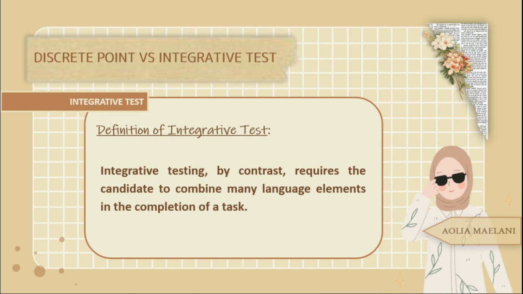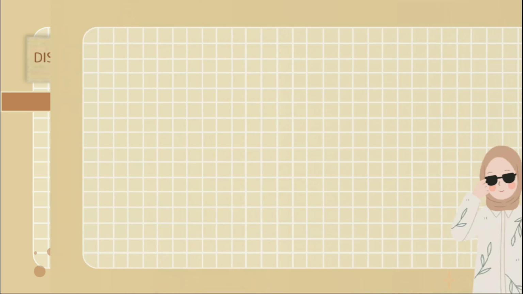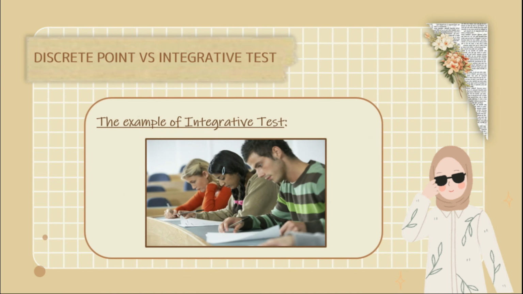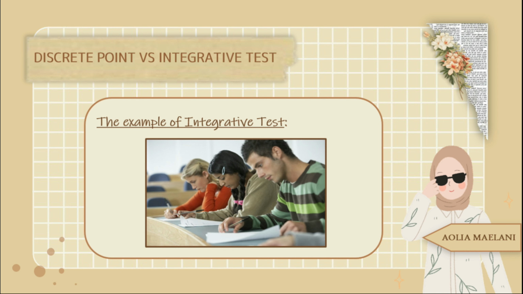Integrative test, by contrast, requires the candidate to combine many language elements in the completion of a text. This might involve writing a composition, making notes while listening to a lecture, taking a dictation, or completing a cloze passage. Discrete point tests are most likely to be indirect tests, while integrative tests will tend to be direct tests.